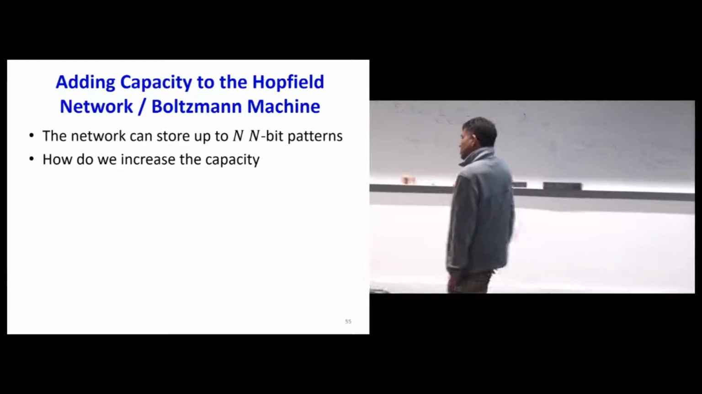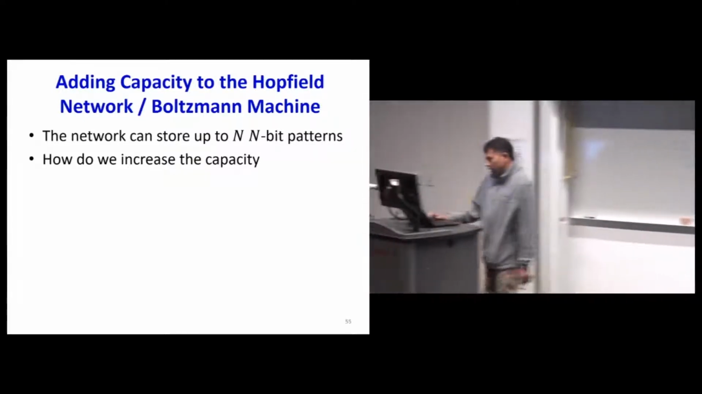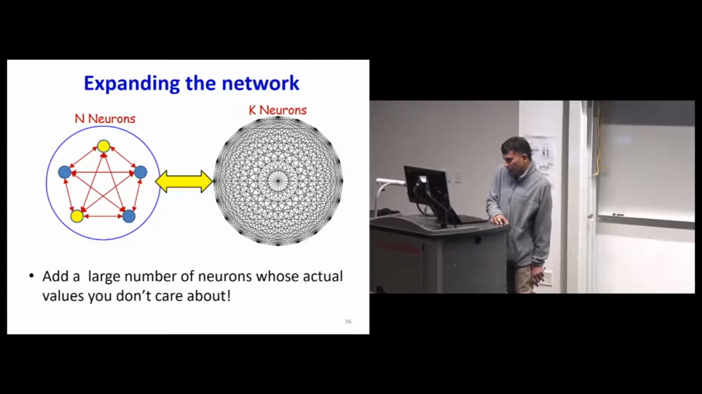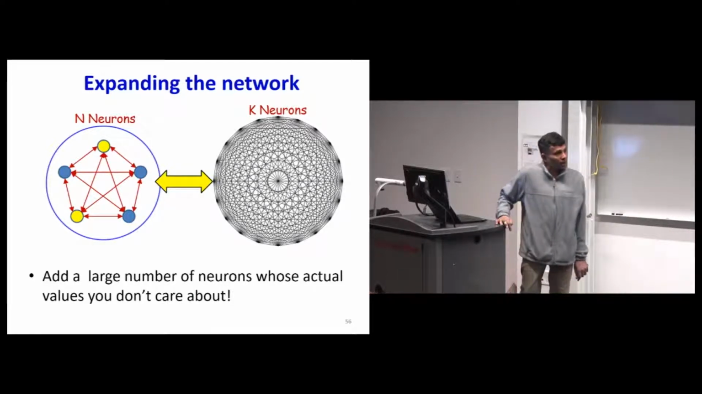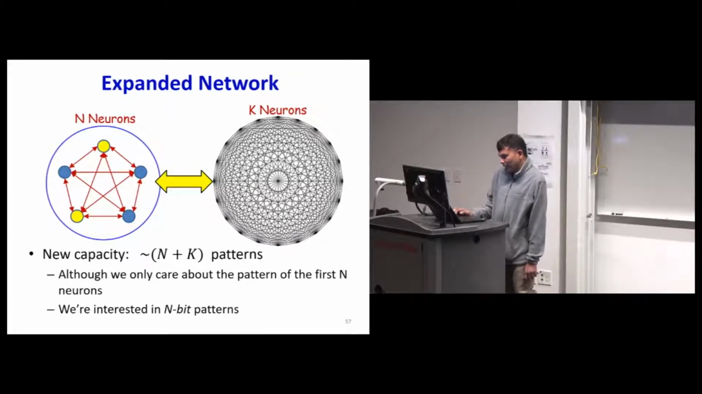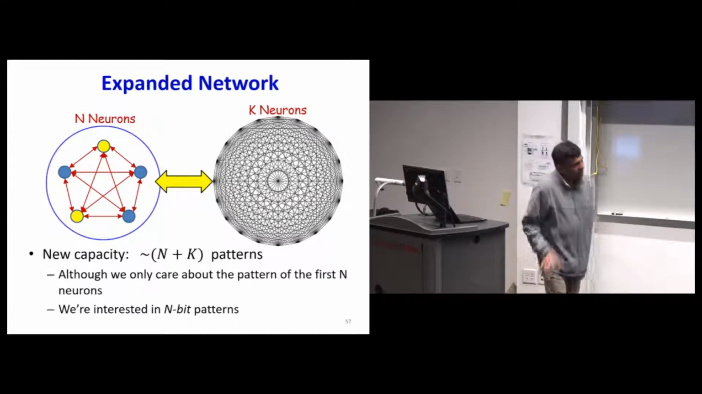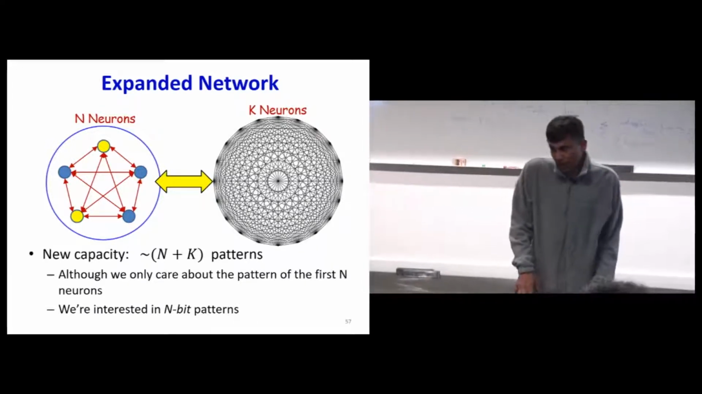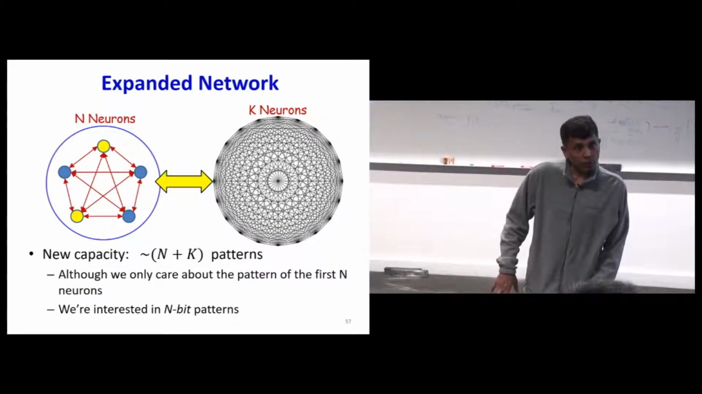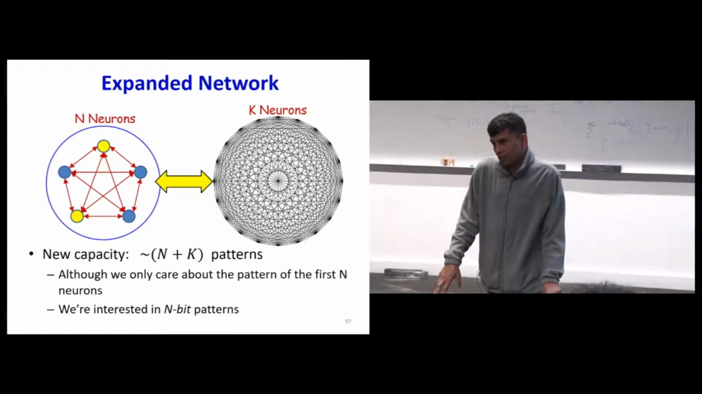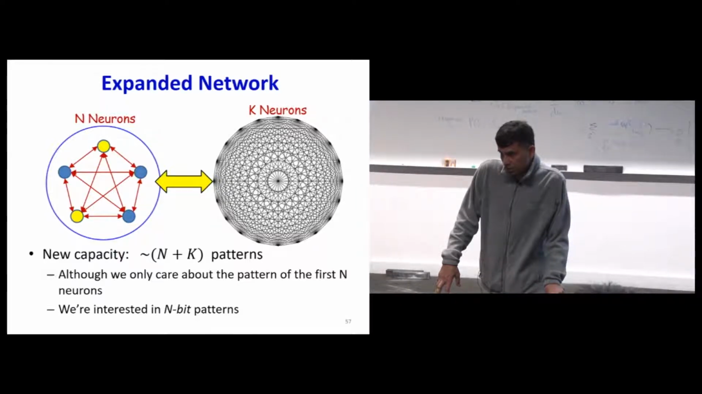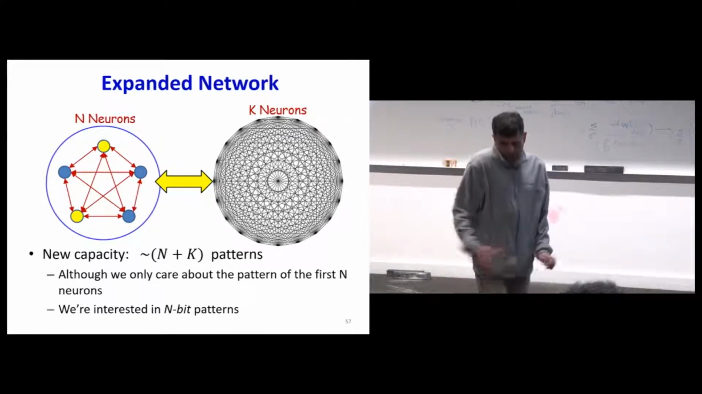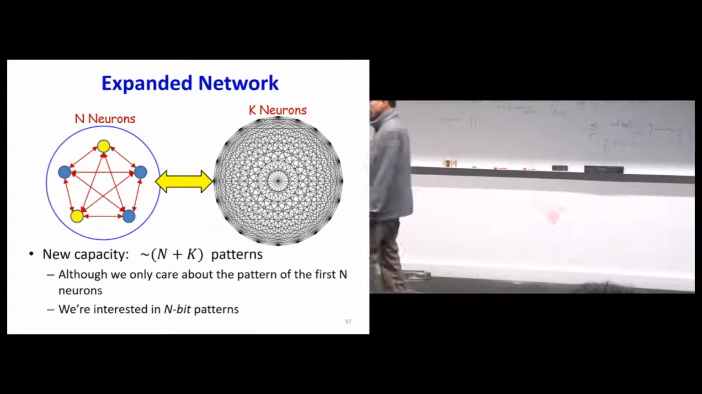But then in the process, you also learned a more complex probability distribution. So to expand the network, we add a large number of neurons whose actual values we don't really care about. And so if I add k bits, the new capacity we saw was n plus k bits, although we are only interested in the values taken by the first n bits. We don't really care what the remaining k bits are. Yes? So does that mean we're still training the weights between all of the other k bits, right? We are training the weights for all n plus k bits. Right? Now you just accept that you are focusing on the n bits as far as your recall is concerned.